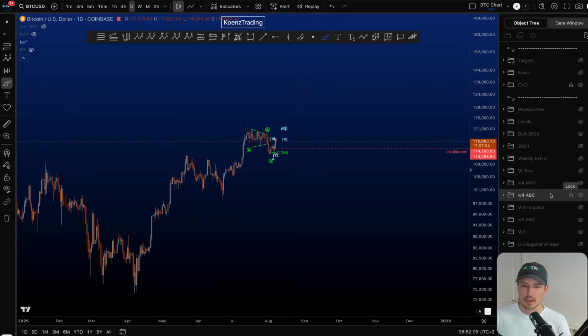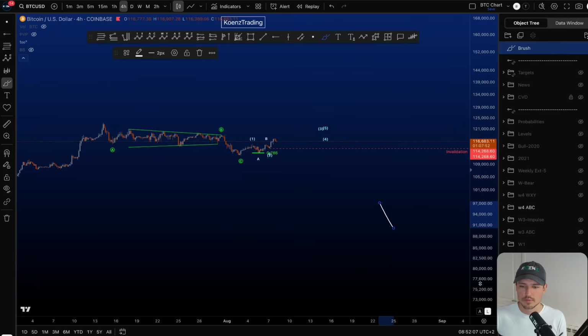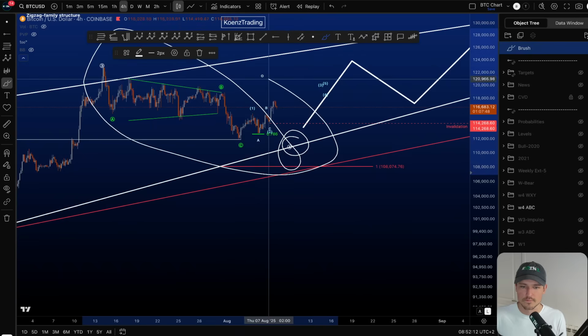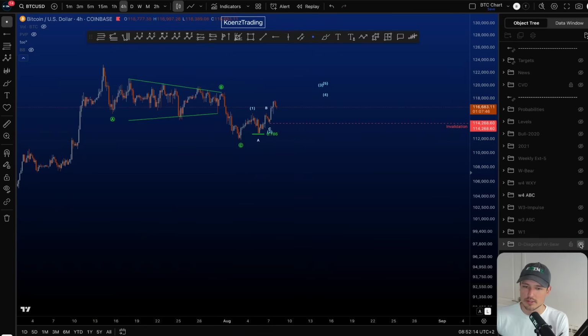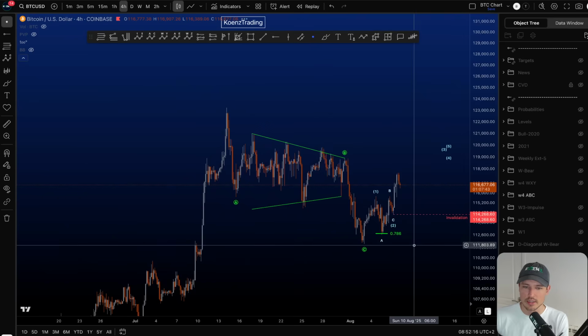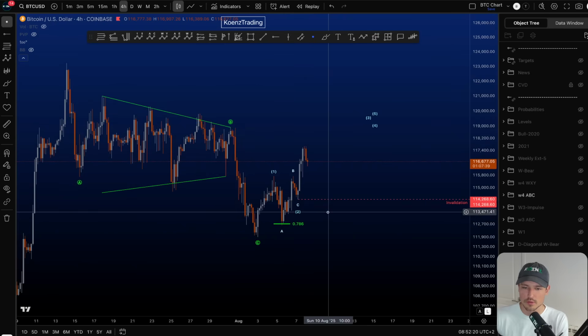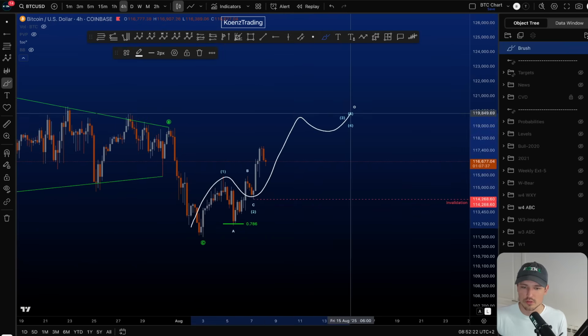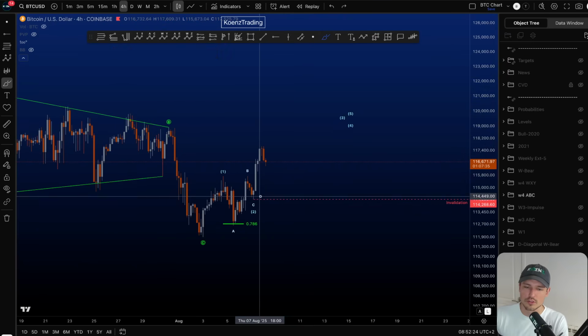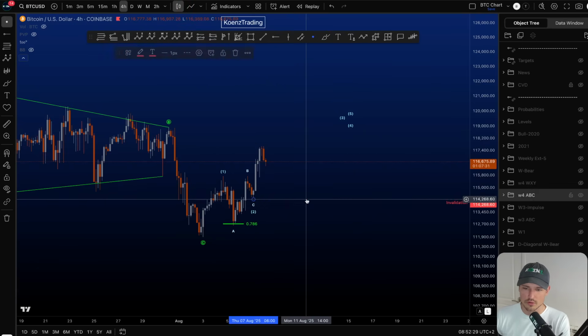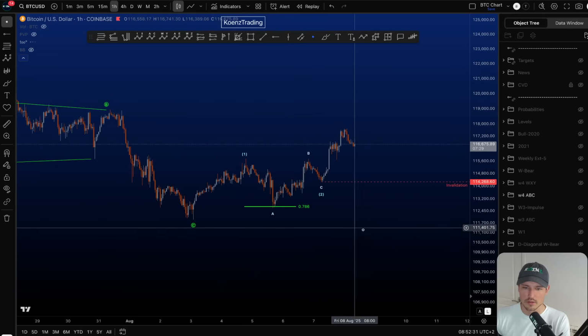Now inside that diagonal, we have our wave 4 as well, right? So wave 4 in a diagonal should also be a zigzag family structure. So we can either count this move to the downside as a finished ABC, and then we look for continuation to the upside, 1, 2, 3, 4, 5. We just don't want to change the structure, really. We don't want to move below 114.2K, right? As seen on my chart.